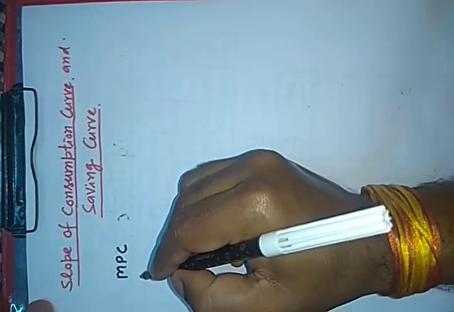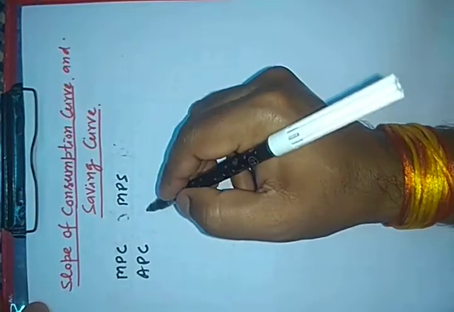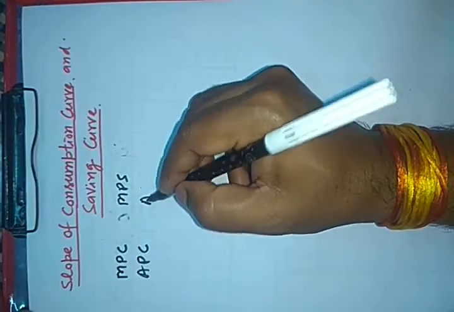Before proceeding to this topic, we discussed the concept of propensity to consume and propensity to save, and these concepts have four different variants: MPC, APC, and in the same way MPS and APS.